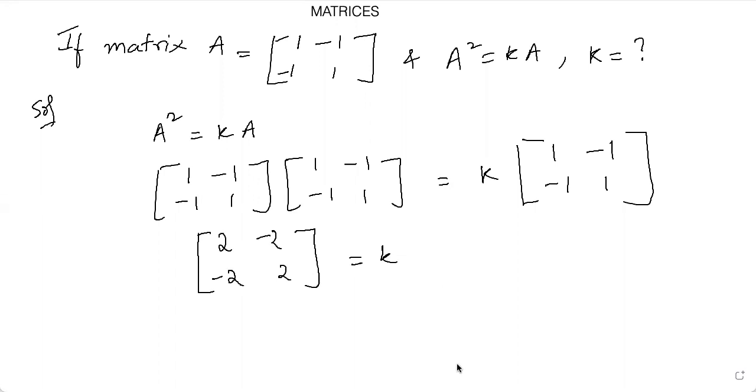So this is k, and this is minus k, and this is minus k, and this is k. Now, if you look at this, here the k value is 2.